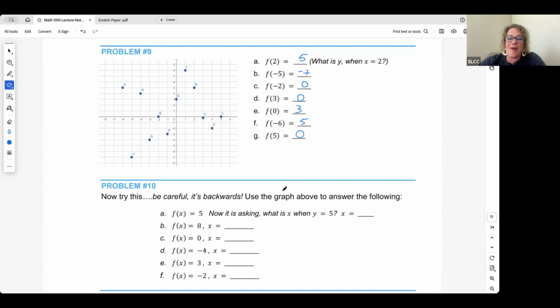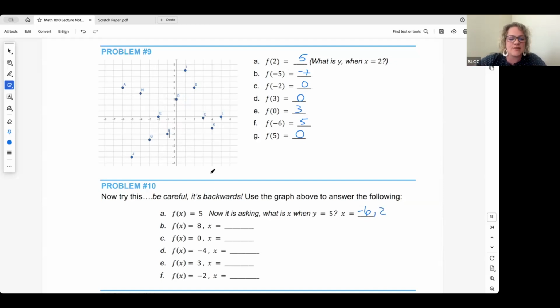Now let's try to go backwards. What happens if the output is 5? What would you input to get that? So now you're looking at the y. I look at the y. When the output is 5, what is the input? Notice point A and point B both have the output of 5. So I look at A, the input is -6, and B, the input is 2.